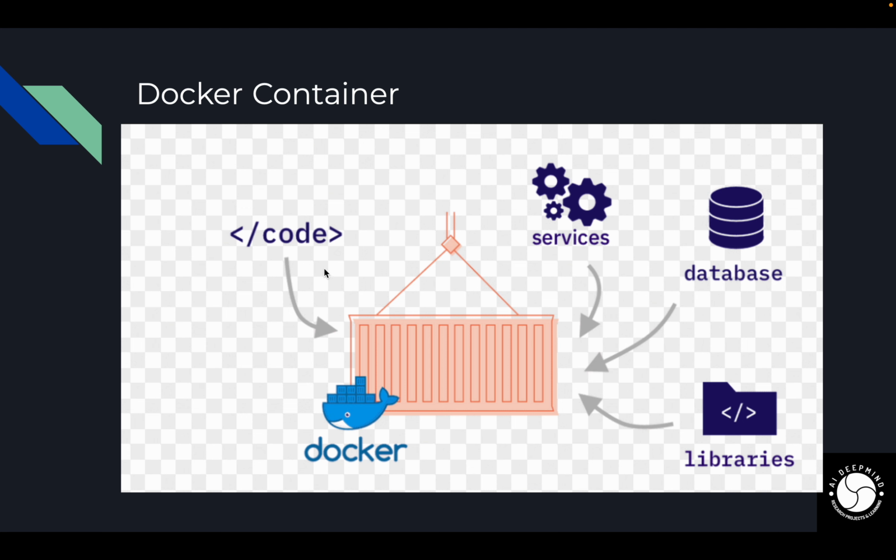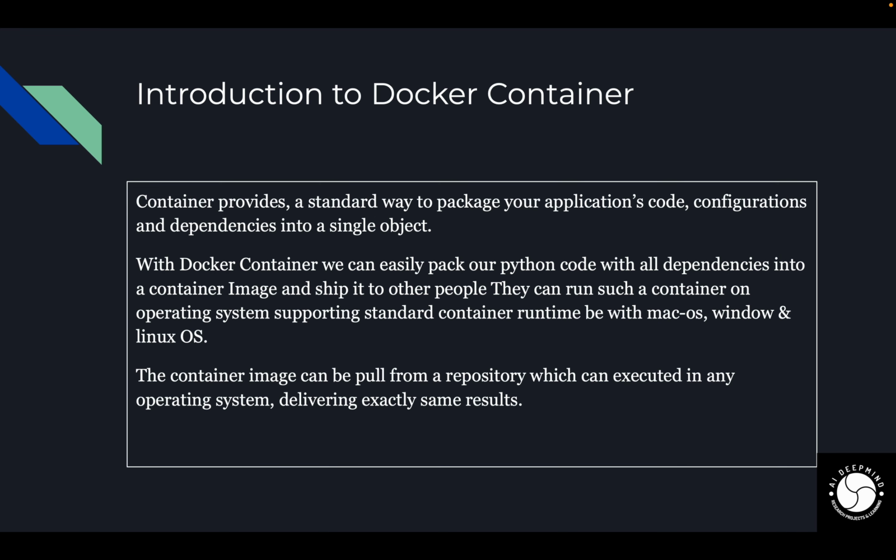Container basically means you are packaging your code, your services, your data and libraries. We call that a Docker container. Okay, so a container provides you a standard way to package your application code, which code you are going to work on, how you are connecting every piece of code, and the configuration file, that is the requirements file you have, and the dependencies into a single object. So we are containerizing everything into a single object.